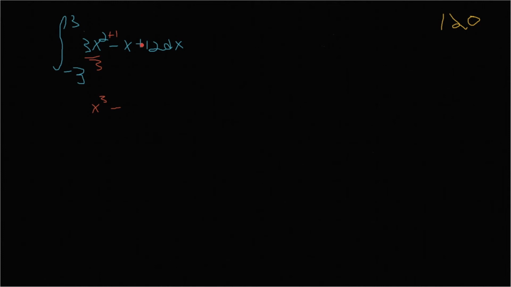And then we say minus, add 1 to the exponent, so x to the first plus 1, no, I'm sorry, 1 plus 1 is 2. x squared over 2, plus 12 times x to the 0. So this is x to the 0 plus 1, so this is just 12x. We do not need the plus c because this is a definite integral. And so we're going to evaluate from -3 to 3, top minus bottom.